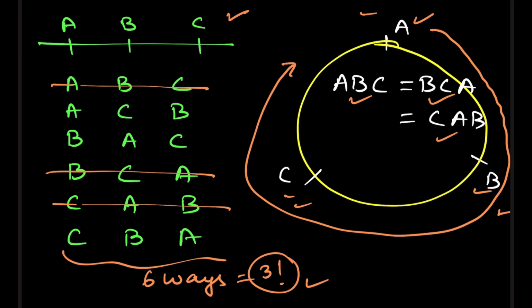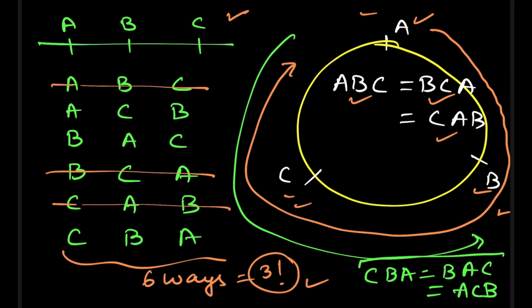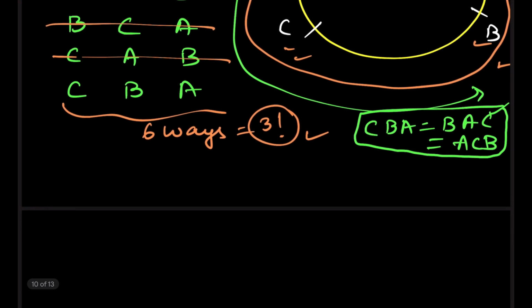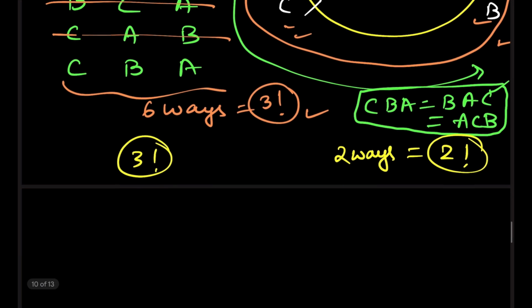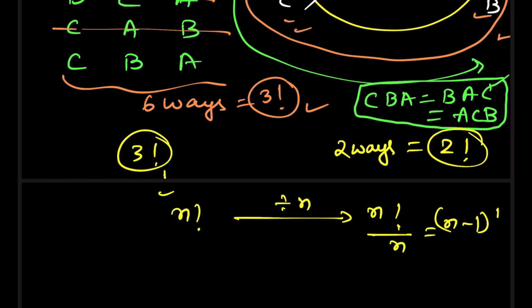Now if you see the anti-clockwise direction, C, B, A is equal to B, A, C is equal to A, C, B. So again, for 3 different arrangements in the linear case, we get only 1 arrangement in the circular permutation. Here we have only 2 arrangements, one in the clockwise sense and one in the anti-clockwise sense. For the linear case we got 3 factorial ways, but in this case we got only 2 ways, which we can write as 2 factorial. What is happening is that we are dividing n factorial by n, getting n minus 1 factorial, which is 2 factorial.